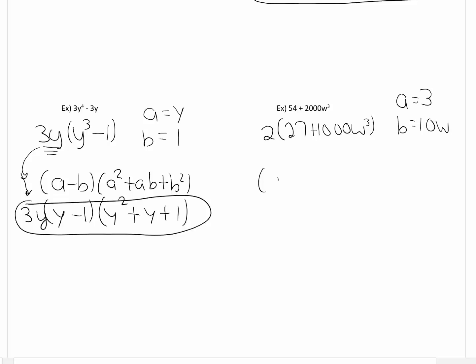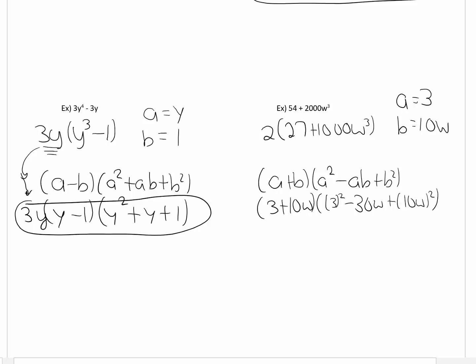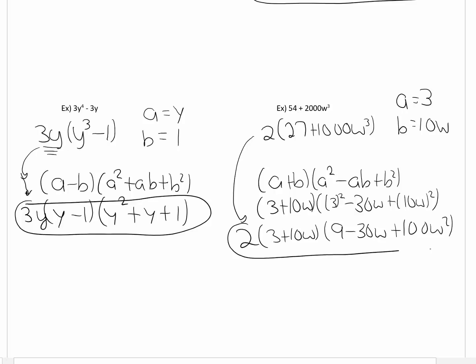So again, I will write out the sum of cubes formula. So a plus b, that is 3 plus 10w. So I'll write 3 squared. 3 times 10w is 30w. And then I'll take 10w and square that. Okay, so simplify. 3 squared is 9. And 10w squared is 100w squared. Again, don't forget the greatest common factor. That's part of your factored answer here.